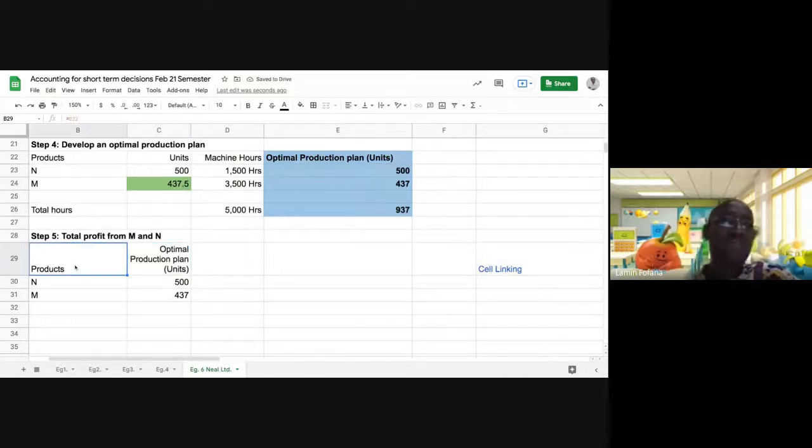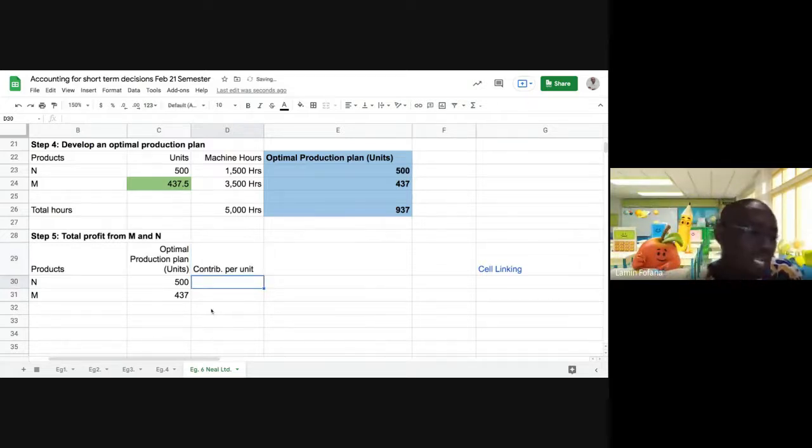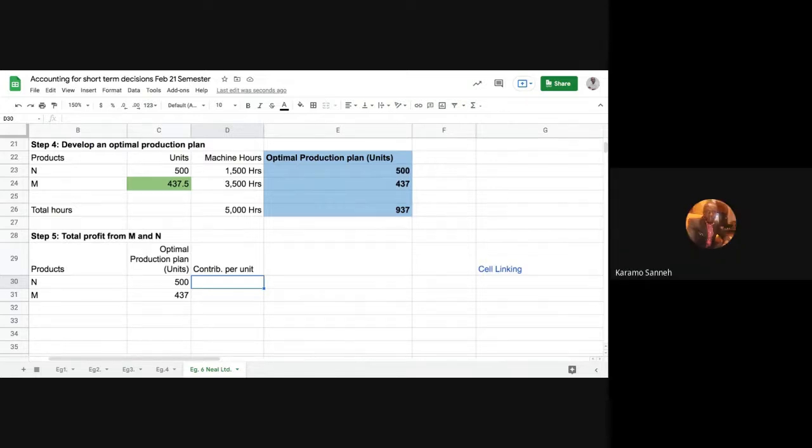So we have our products, we have our optimal production plan, and what we're trying to calculate is our profitability. First, we have to calculate our contribution. In order to calculate our contribution, we need our contribution per unit. So what is our contribution per unit for N and for M? Can we go back to our question? What's our contribution per unit for N and for M? It's 15 and 24.